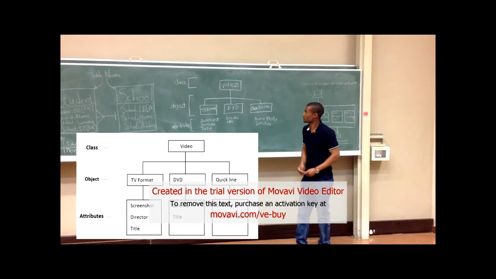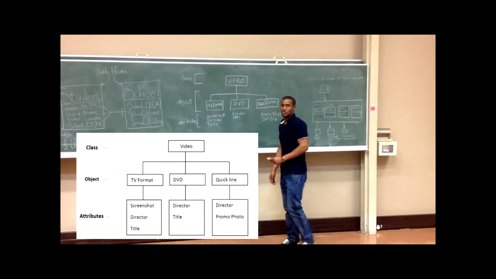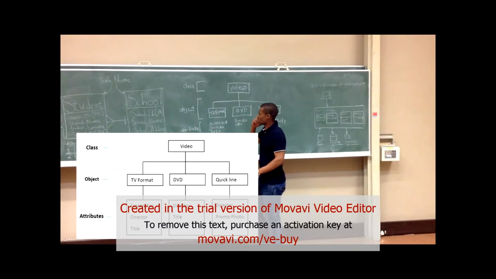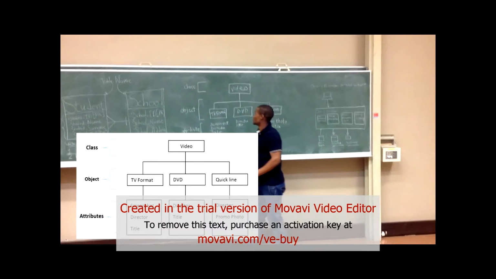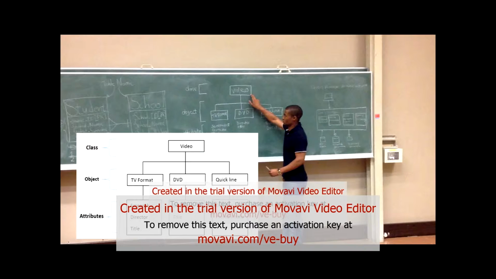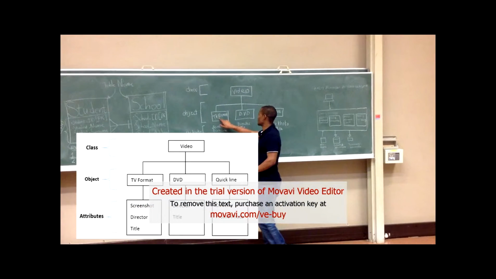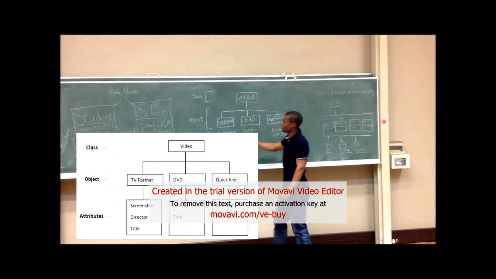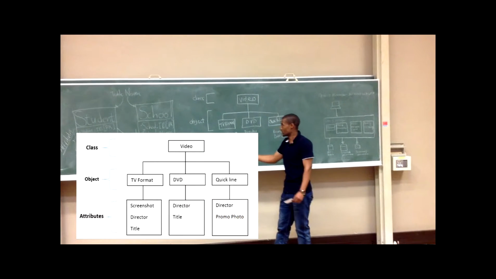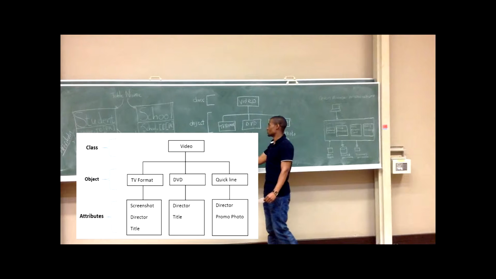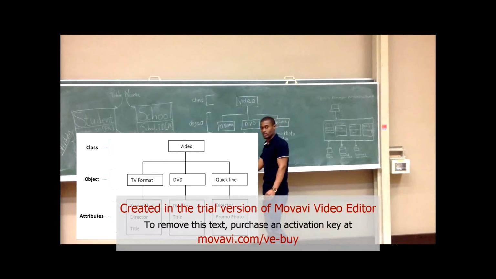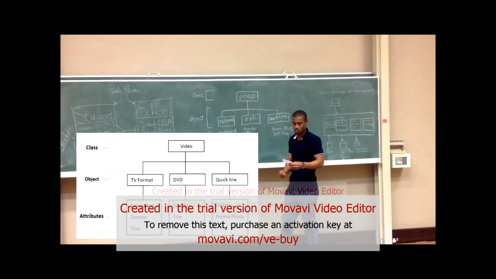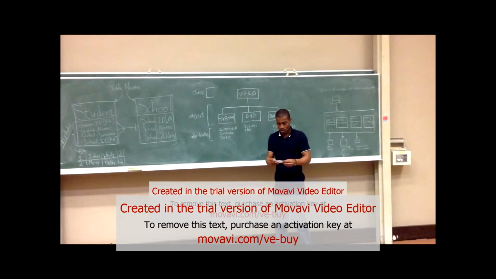I'll talk about the object-oriented database. So what the object-oriented database is, it actually has classes and objects and attributes. So here we see the video class, which has a TV format as an object, and a DVD and a quick line. Then the attributes that describe it will be a screenshot, director, or the title of that movie, or if it was a TV, an episode that shows that.